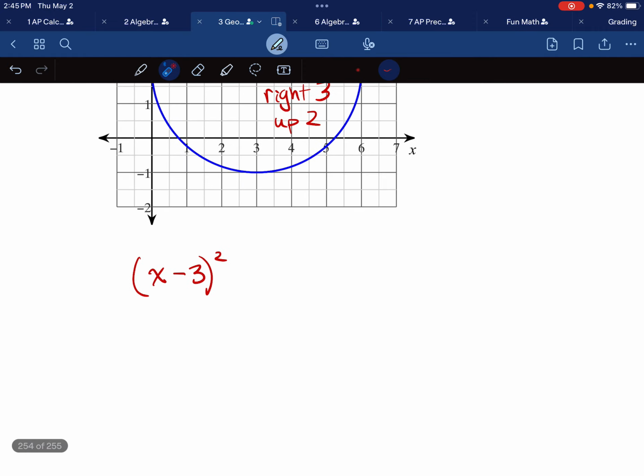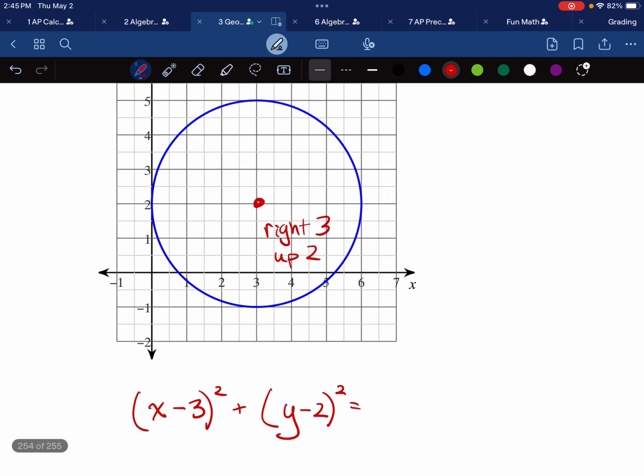Totally blanking on the name of that, but whatever. It's a plus sign, has to be a plus sign, and then it's going to be y. Normally you'd be thinking up 2, so plus 2. That's the opposite of that. It's minus 2. Y squared is equal to the radius squared.